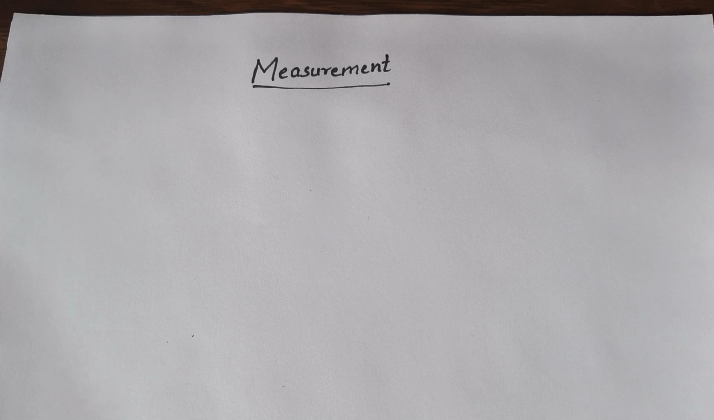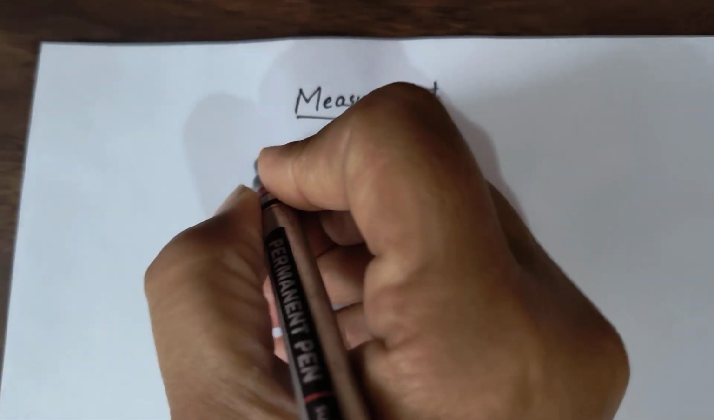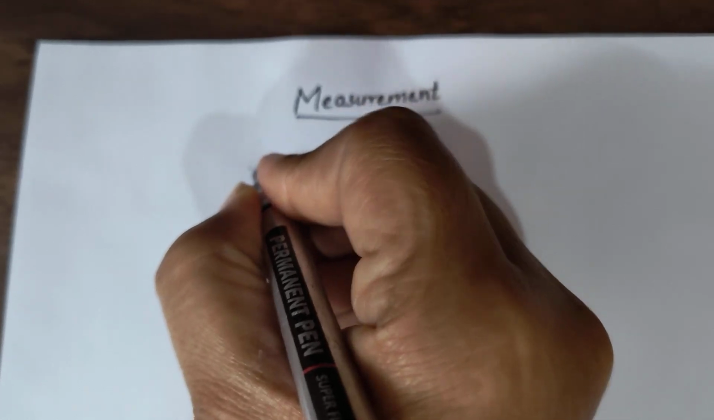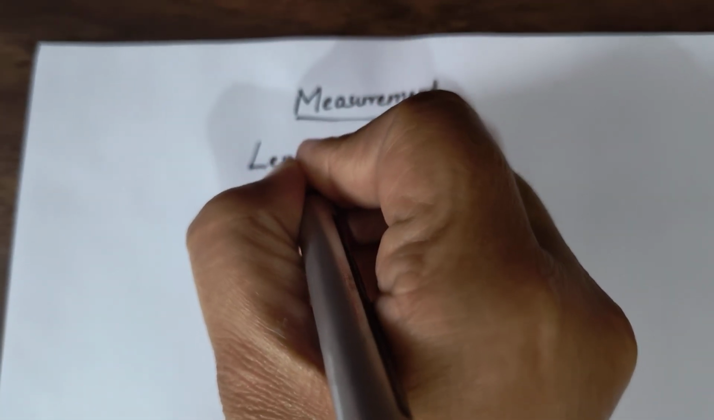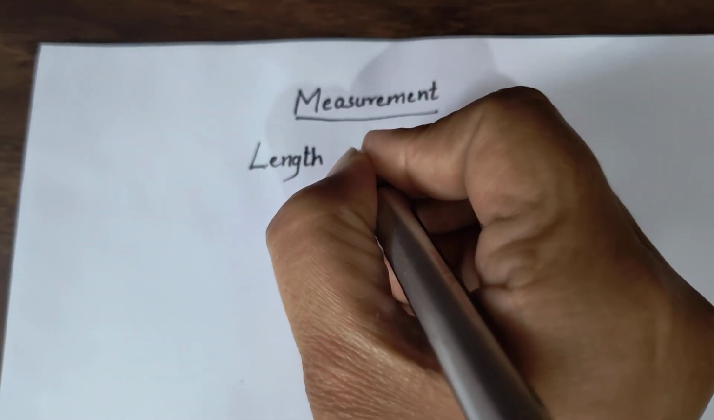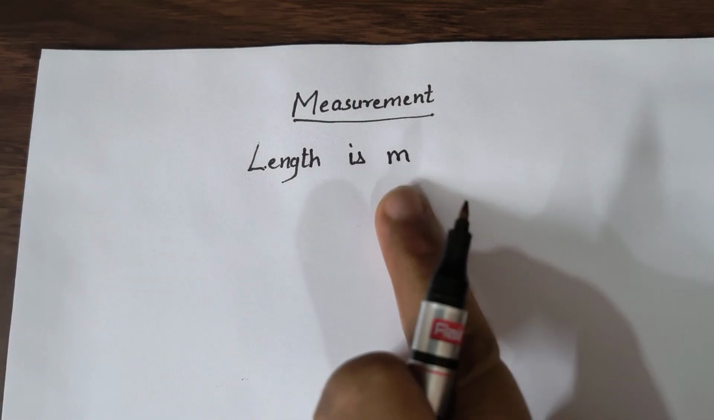length. So length, the standard unit of length is meter. Standard unit, the main unit to measure length is meter. We measure, this is the standard unit.